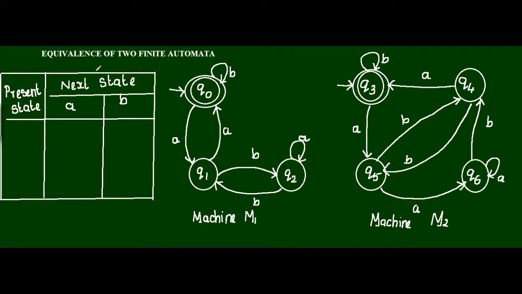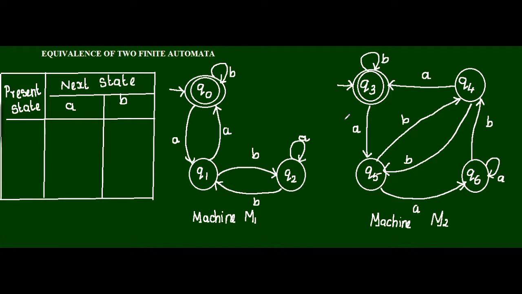In this lecture, I am going to give one more example for equivalence of two finite automata. The question is written over here. There are two machines M1 and M2, where Q0 is the initial state for machine M1 and Q3 is the initial state for machine M2, and Q0 is the final state for machine M1 and Q3 is the final state for machine M2.